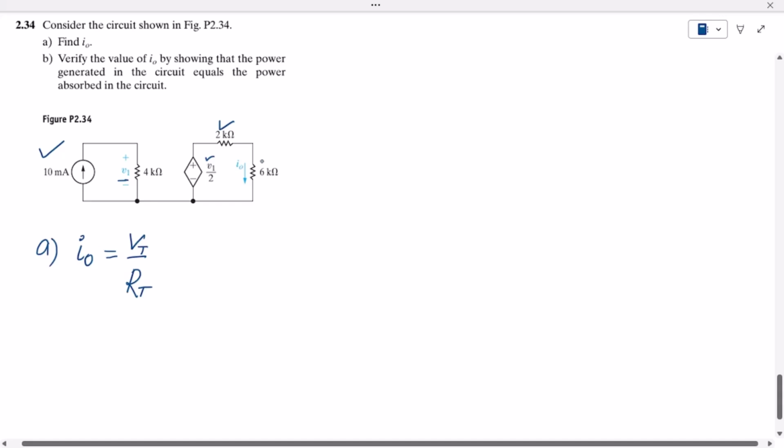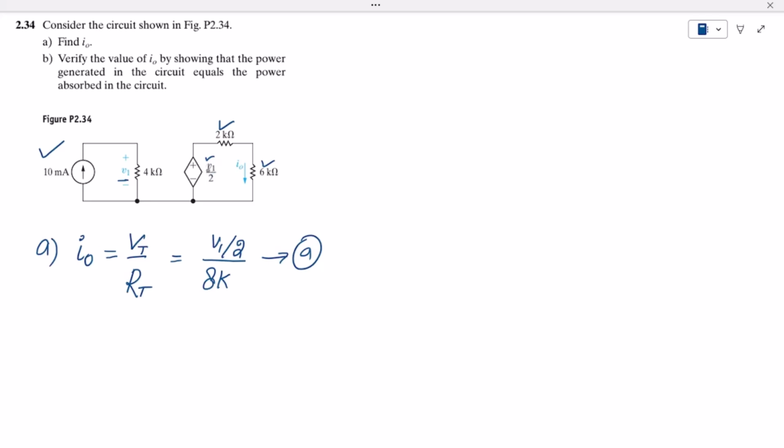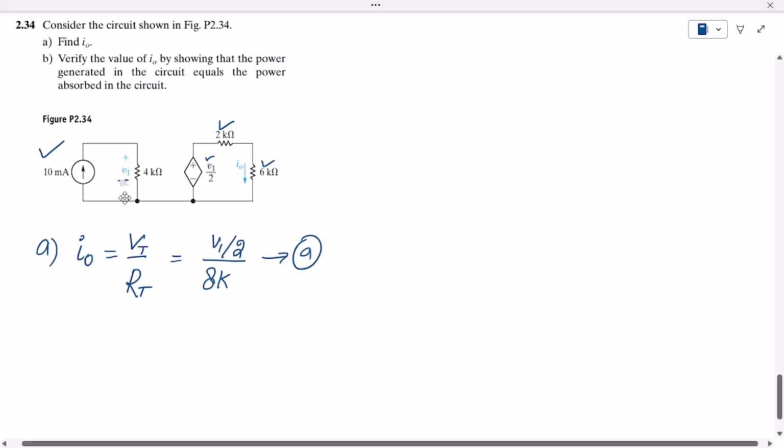Here we can see that these two resistors are in series because the same current is flowing through them. So in series the two resistors will be added together. Therefore 6 plus 2 is 8, so we have 8 kilo ohm, and the total voltage here is V1 by 2. Okay, so this is equation number A, and here we don't know the value of V1, while this one is the V1.